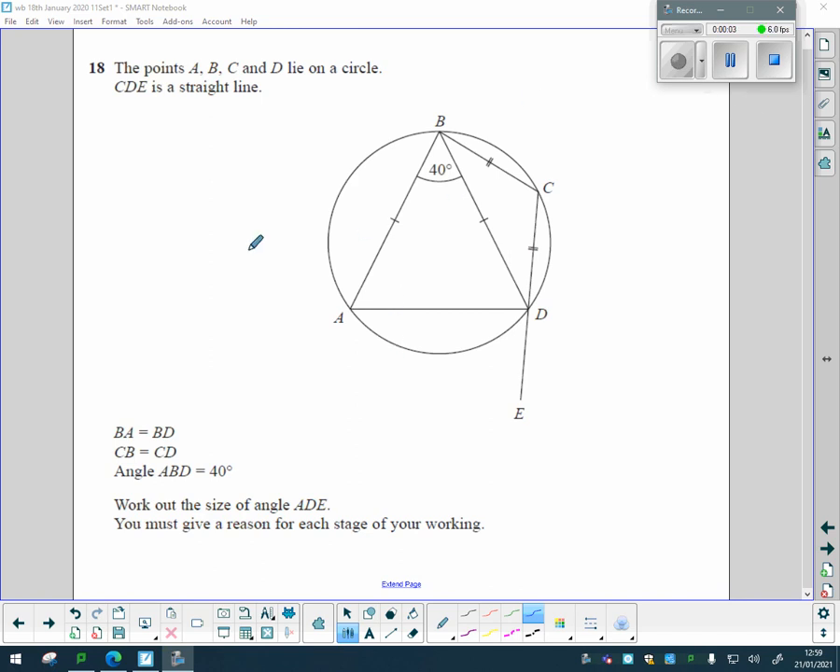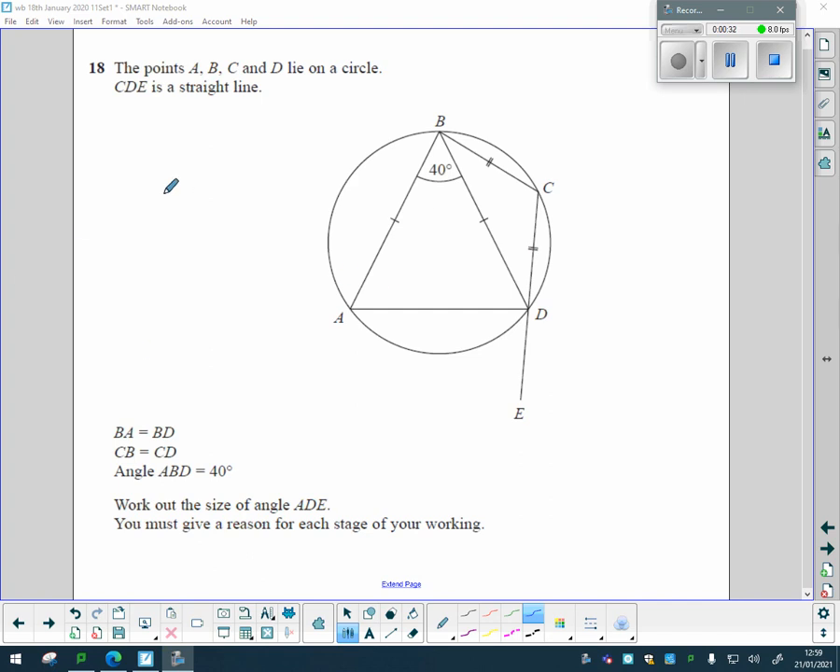Hi, here we have a GCSE question on circle theorems. Now, a lot of the marks could be lost here by actually not giving a reason, so we've got to be very careful that after each angle that we work out, we write down the reason why it is that particular angle. So I'm going to start off with the isosceles triangle ABD. The base angles in an isosceles triangle are equal.